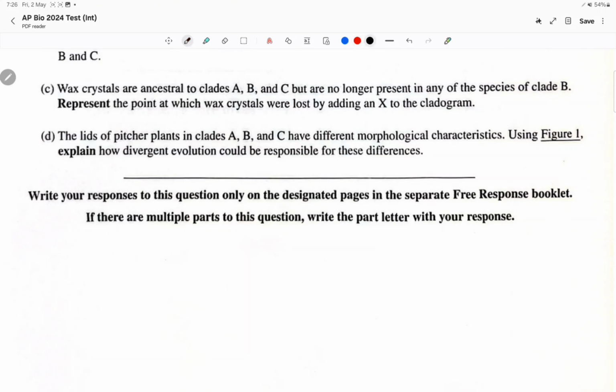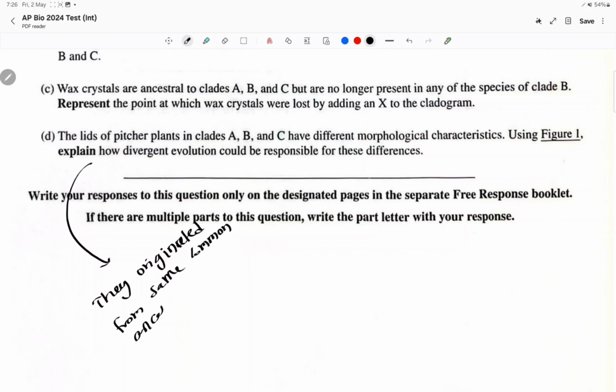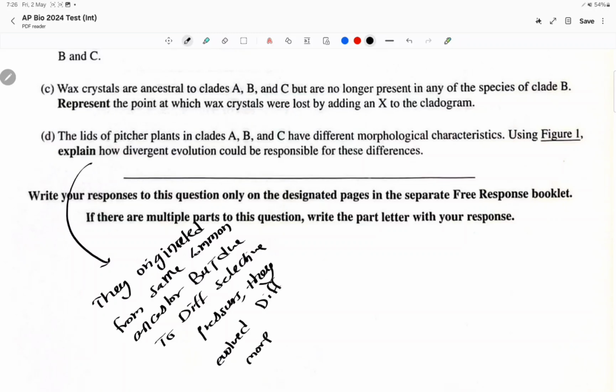Okay? So we're going to say that they evolved or originated from the same common ancestor, but due to different selective pressures, they basically evolved different morphological traits. Okay.